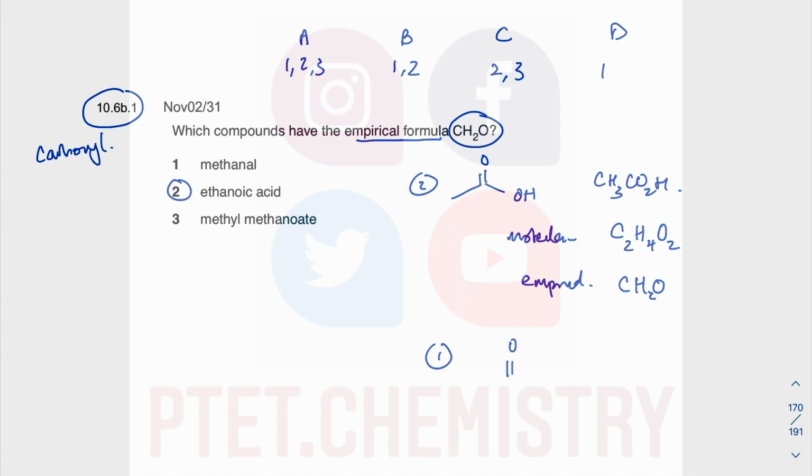Methanal is a one carbon aldehyde. So in terms of the molecular formula it is CH2O, and you can't simplify that further. So both the empirical and the molecular formula is CH2O, and that is correct. Okay, how about methyl methanoate?